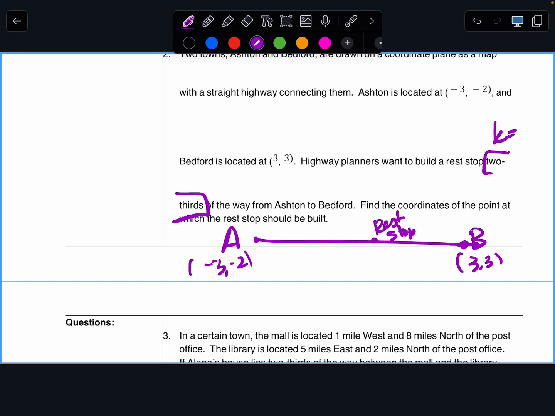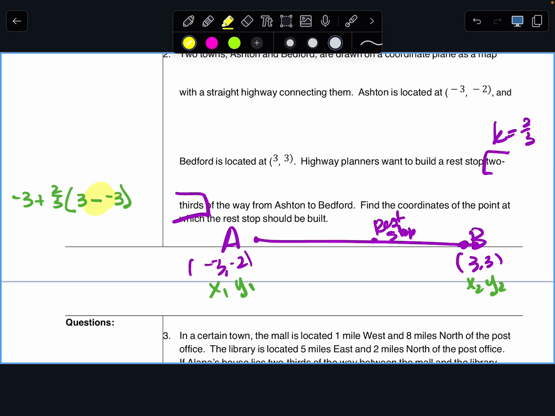So my k is 2/3. That's it. It's just making sure that we're going the right way, Ashton to Bedford. If I had changed the order of these, then I would have to change the order in which I do my coordinates. Where's the starting point? Where are we beginning? So this is x1, y1. This is x2, y2. So the x coordinate is -3 plus 2/3 times 3 minus a -3.